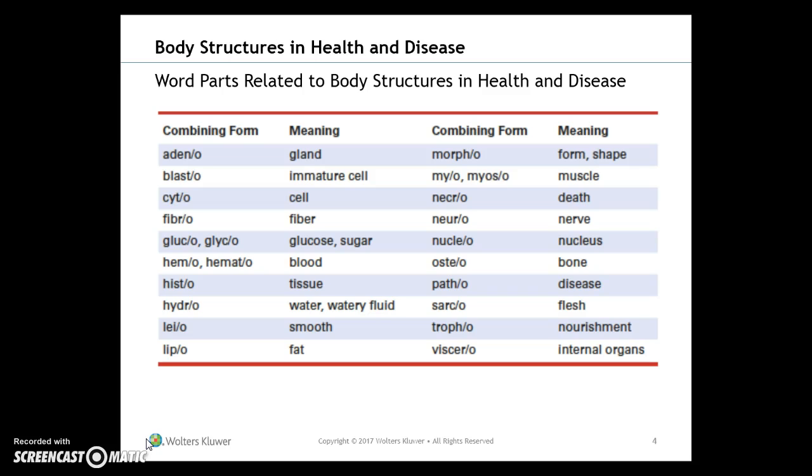As we go through this PowerPoint lecture, I'll read some of the combining forms and let you read the meaning, just so you can understand how the combining form or the medical term is pronounced. In this section, the combining forms are adeno, blasto, cyto, fibro, gluco or glyco, hemo or hemato, histo, hydro, leo, lipo, morpho, myo or myoso, necro, neuro, nucleo, osteo, patho, sarco, tropho, and visceral. These are word parts related to body structures in health and disease.